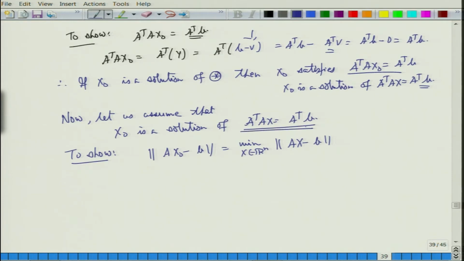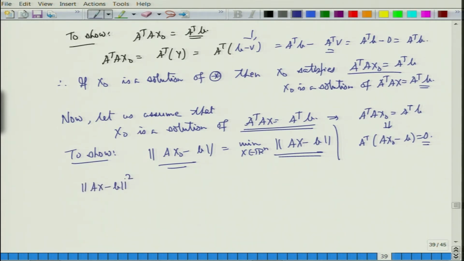So, what does it mean to say that x naught is a solution here, and what does it mean to do things here? All right. So, this part implies, look at this part nicely, it says that A transpose Ax naught is equal to A transpose b, and therefore, A transpose of Ax naught minus b is 0. Fine. Now, from here I want to relate these ideas here. How do I do that? Fine. So, I am looking at minimum of norm of Ax minus b.